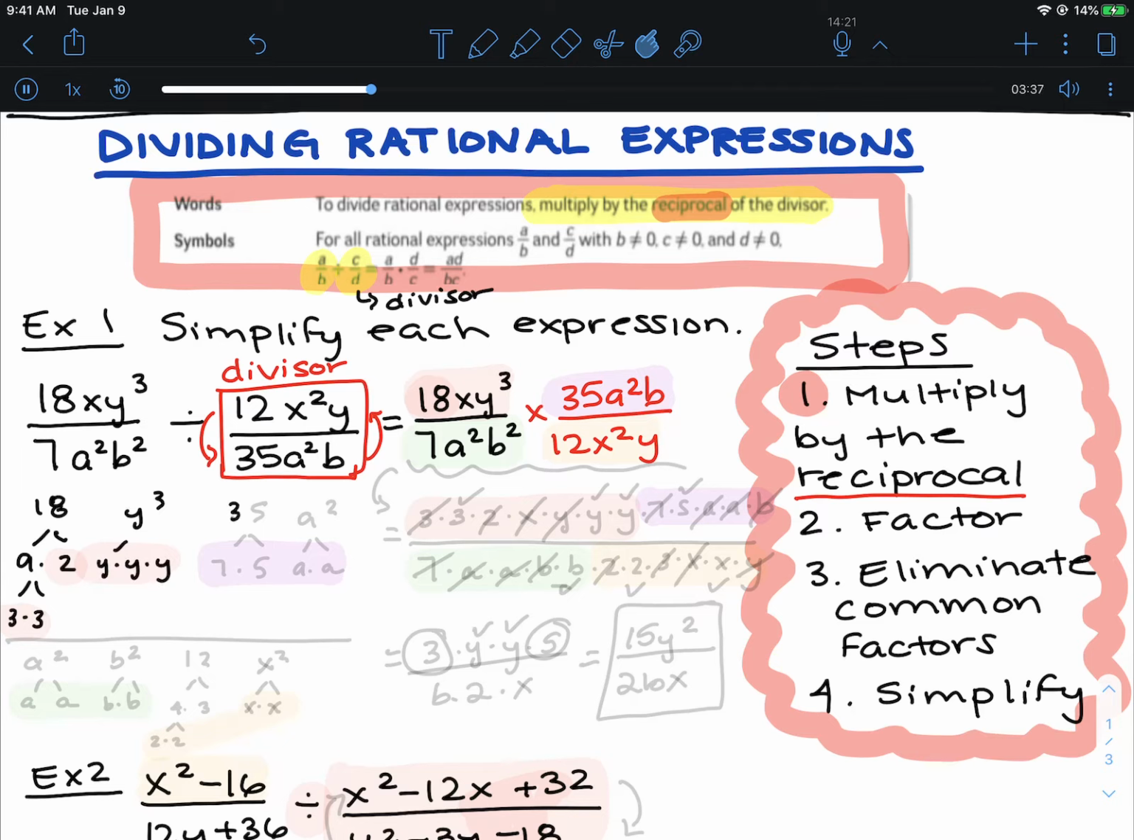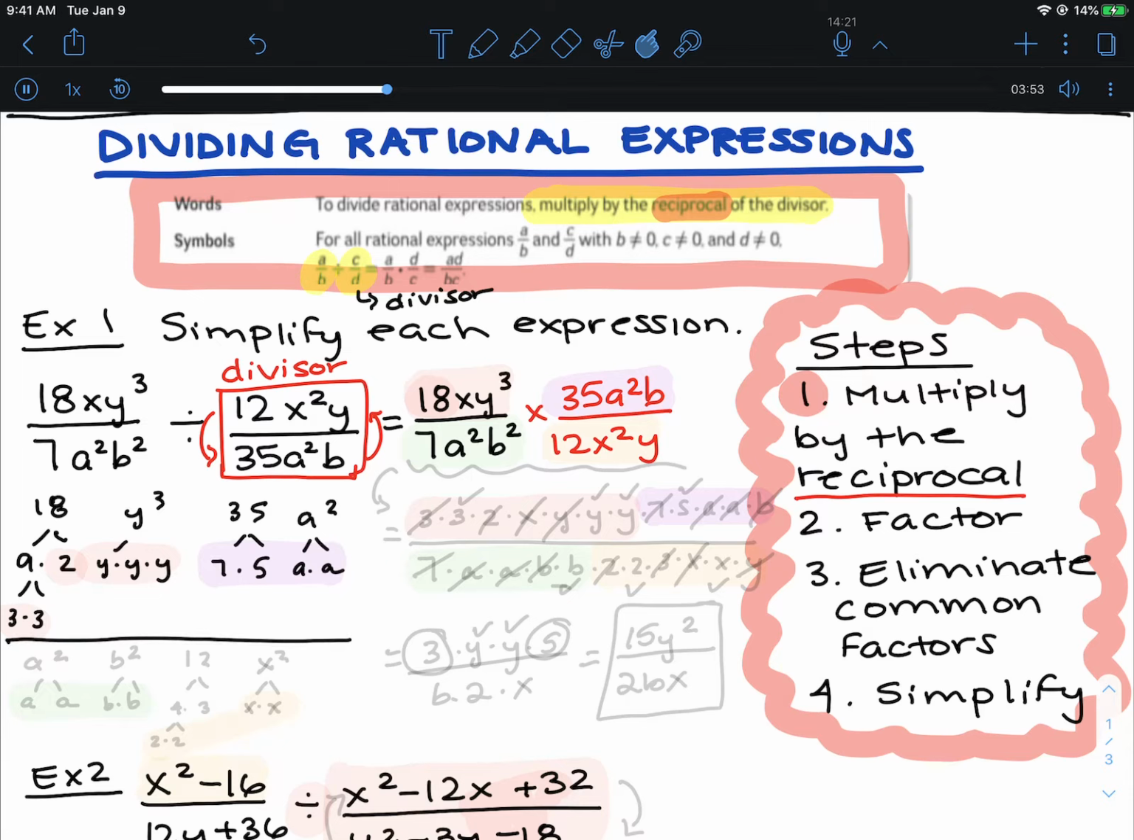The 35, we're going to simplify it to 7 times 5 because that's 35. Can't simplify that anymore. The a squared is literally just going to be a times a. And then nothing's going to happen to the b. So that right there is going to be my numerator.